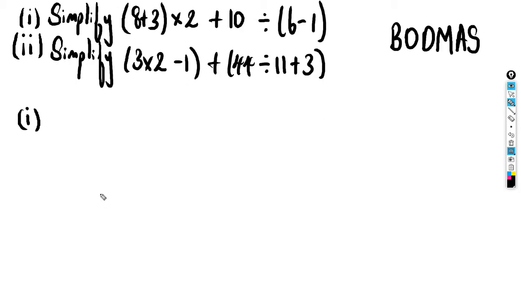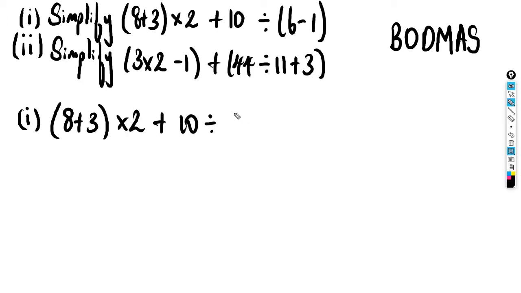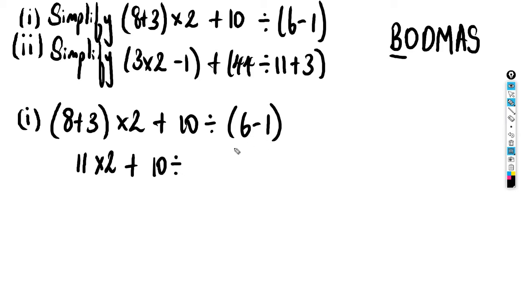All right, guys, so let's look at these examples. The first one says 8 plus 3 in brackets multiplied by 2 plus 10 divided by open bracket 6 minus 1 close bracket. Let's do this one and follow the rules. First, we're going to do whatever is in brackets. So 8 plus 3 gives us 11 multiplied by 2 plus 10 divided by 6 minus 1, which is also in brackets, and that gives us 5.